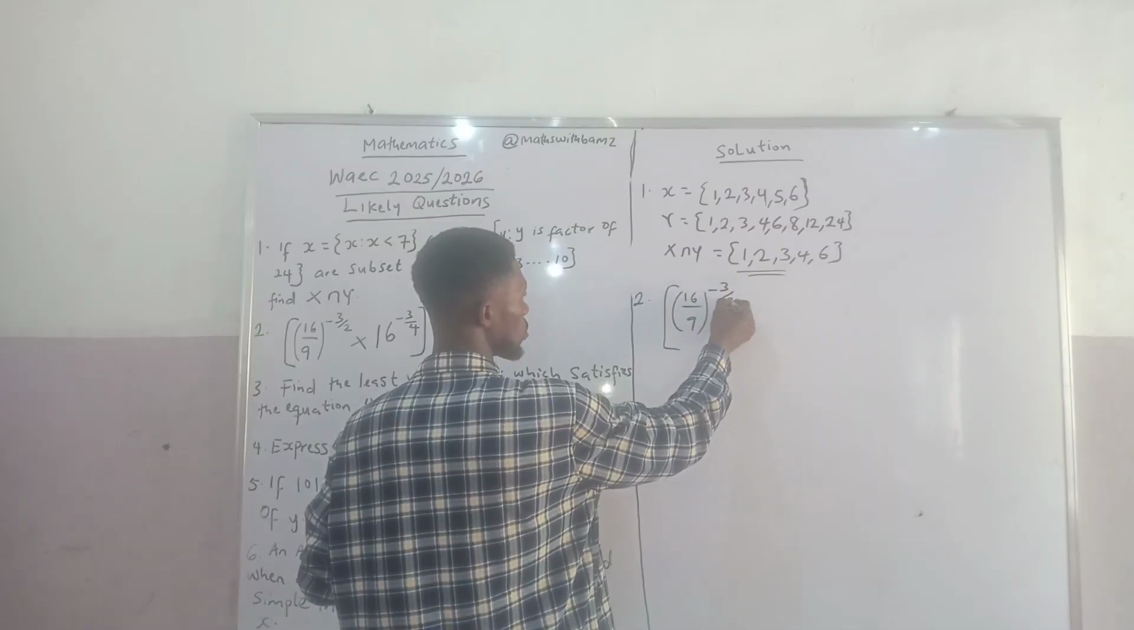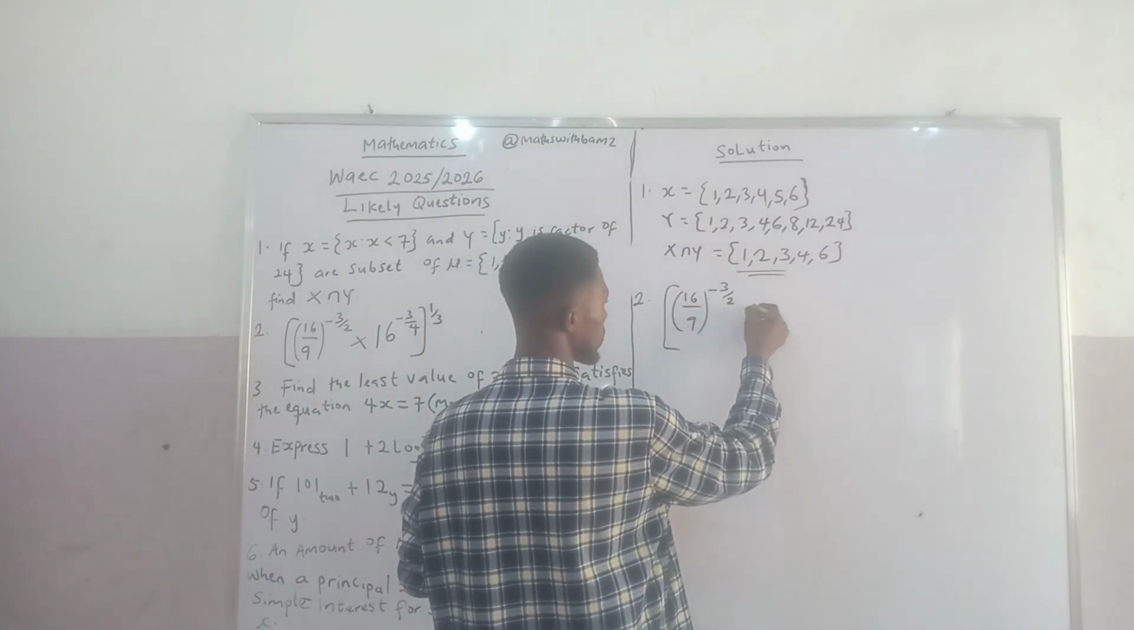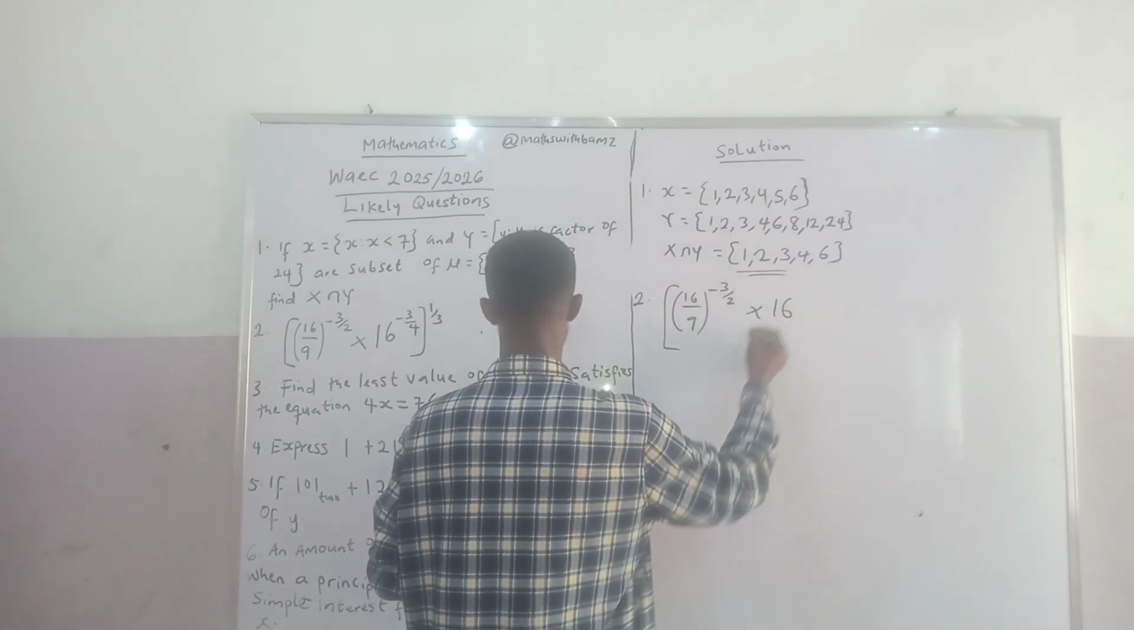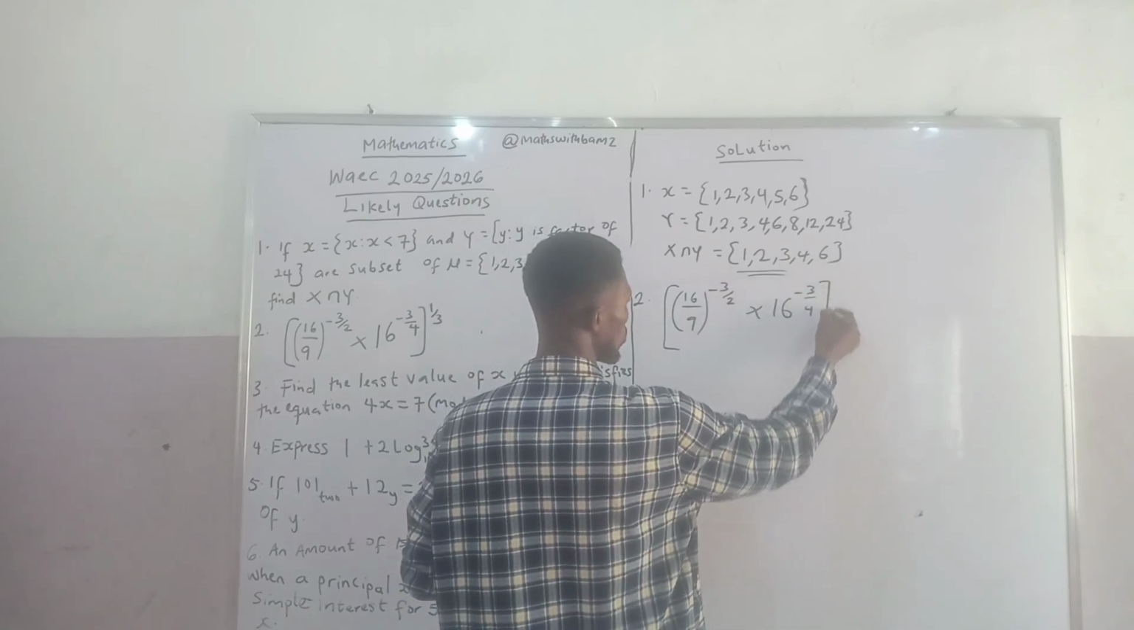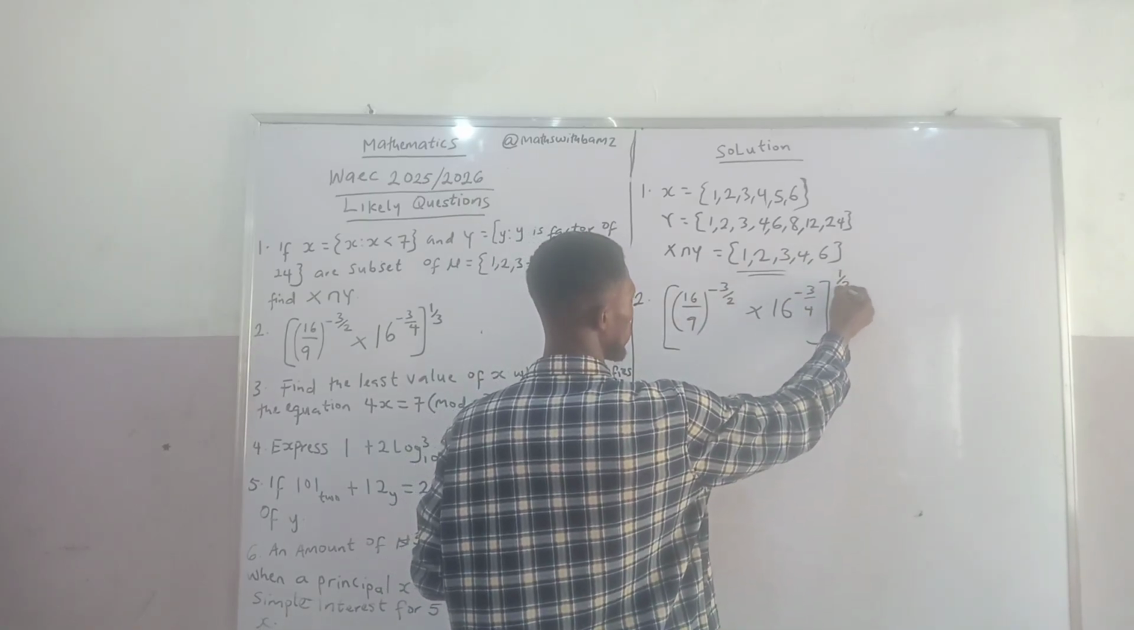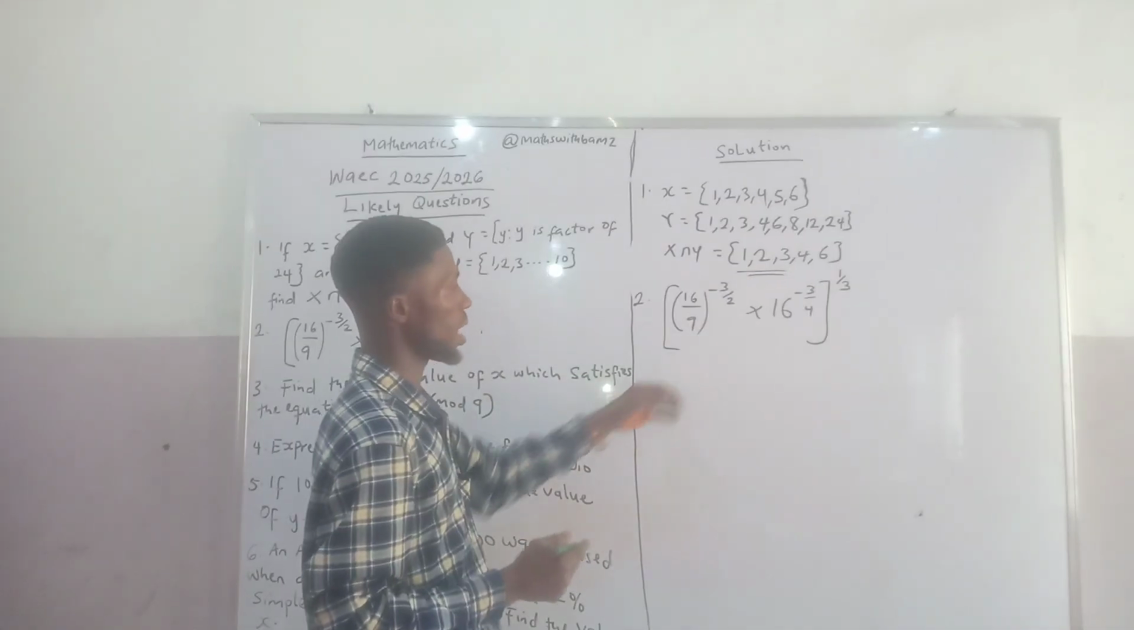Minus 3 over 2. Okay, then now say multiply by what? 16. Then minus 3 over what? 4. Okay, then into bracket raised to power minus 1 over 3. Okay, now this is what we are asked to do.